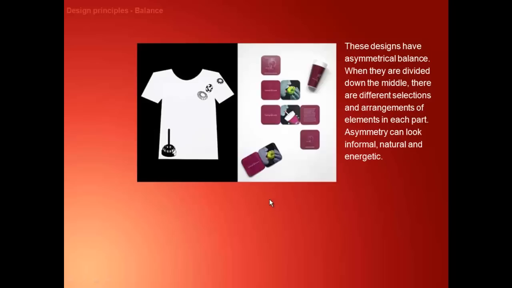These designs have asymmetrical balance. When they're divided down the middle, there are different selections and arrangements of elements in each part. Asymmetry can look informal, natural, and energetic. So if we cut this down the middle, it's not the same on both sides, but it's still balanced. Cut this down the middle, it's not the same on both sides, but again, these elements are balancing the visual weight out.